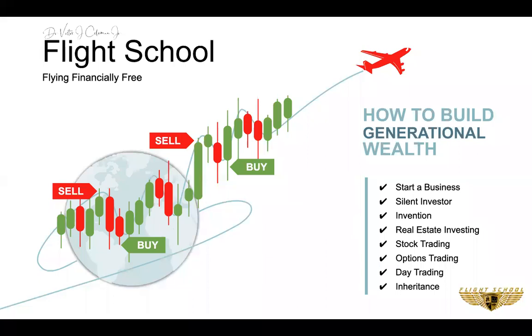So Flying Financially Free is about building generational wealth. And there's many ways we can build generational wealth. We can start a business. We can be a silent investor in someone else's business. We can have an invention. There's real estate investing, stock trading, option trading, day trading, or you can get an inheritance. So there's several ways you can gain or build generational wealth.